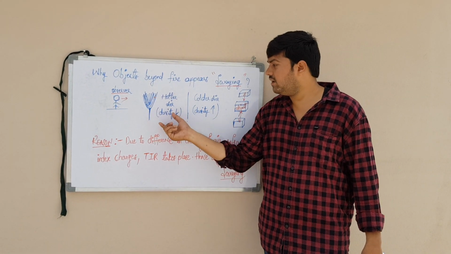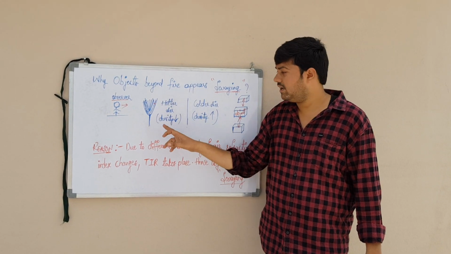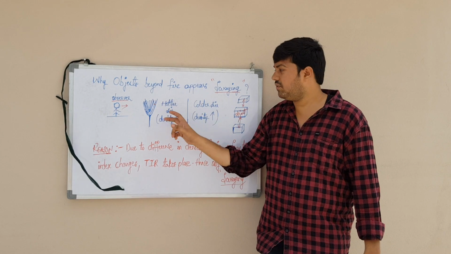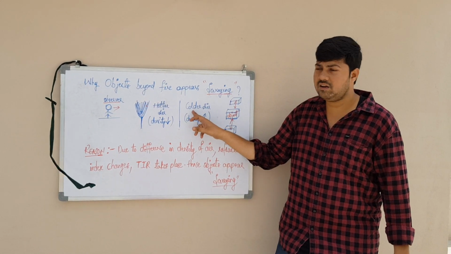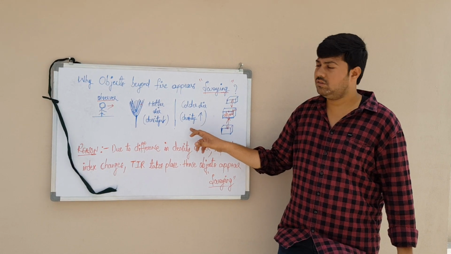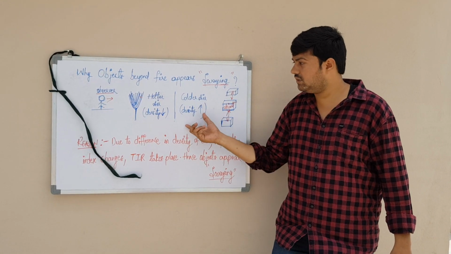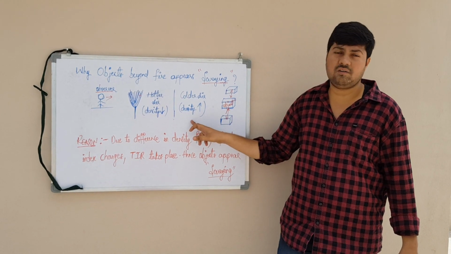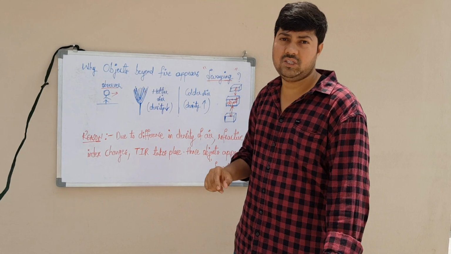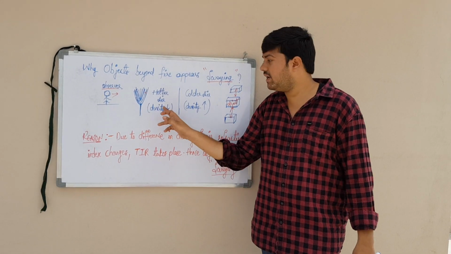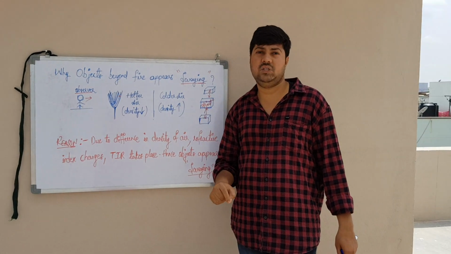So hotter air, we know that as the temperature of the air increases, density decreases. So for hotter air, density will be less. For colder air, density will be more. So due to these differences in the densities of the air, the refractive index of the air changes.